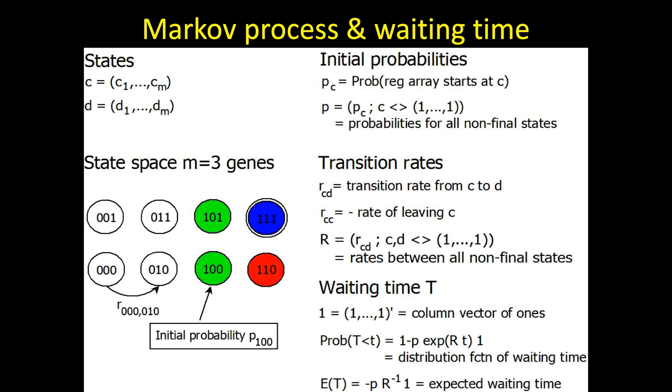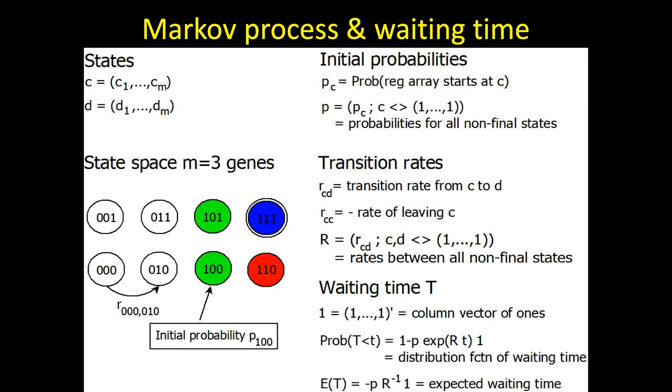And then the rates between all states that we put into a matrix. So then we get the whole distribution of the waiting time. And in particular, we get the expected waiting time here. So it looks very simple, but the difficult part is to compute these probabilities and these transition rates.